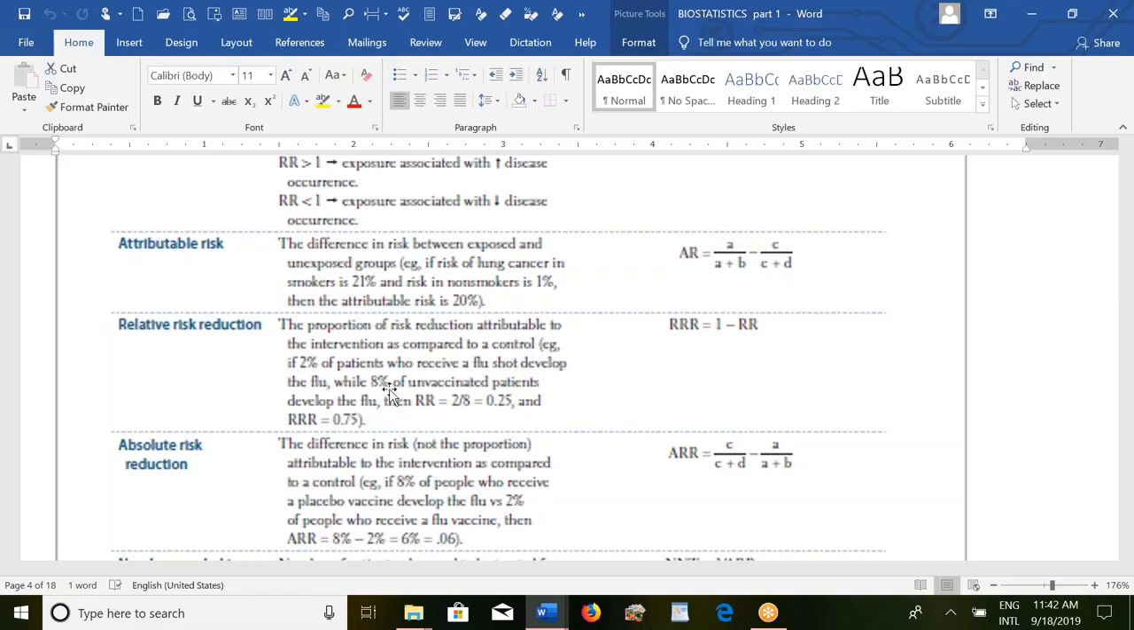So we can say that if you give the flu shot to 100 people in the population, 75% will have relative risk reduction, so they will be less likely to develop flu.